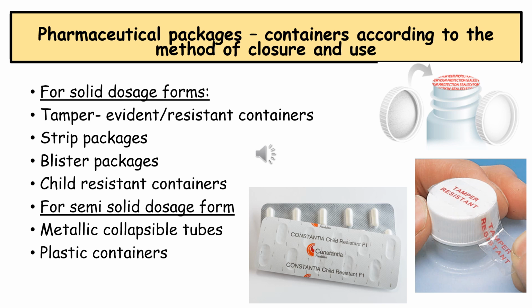For solid dosage form, the packaging formats for containers include tamper-evident containers, strip packages, blister packages, and child-resistant containers. So this tamper resistant package is provided with an indicator or barrier, so that if this indicator or barrier is broken, the buyer immediately gets evidence that the product has been opened or tampered. And this tamper resistant packaging is designed to resist the access to the product contained within the package.